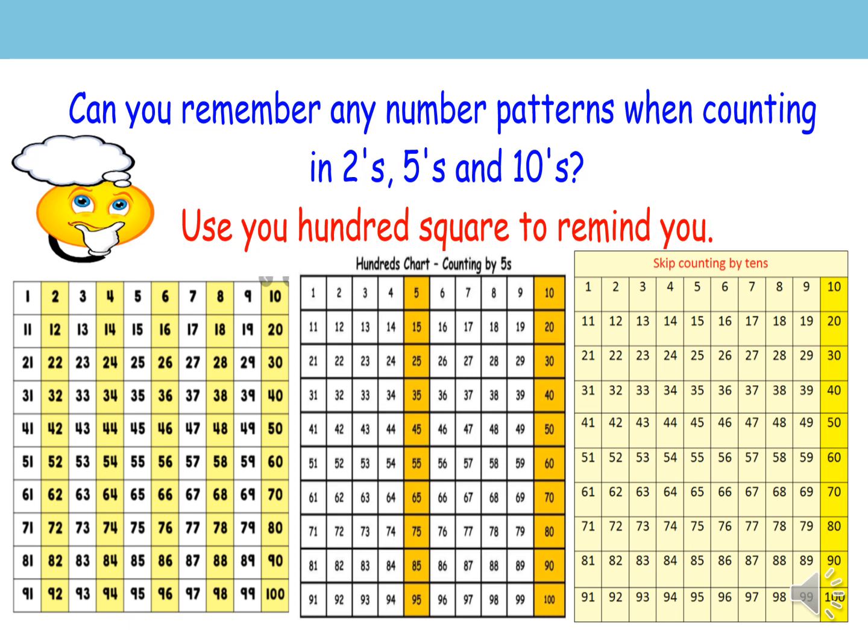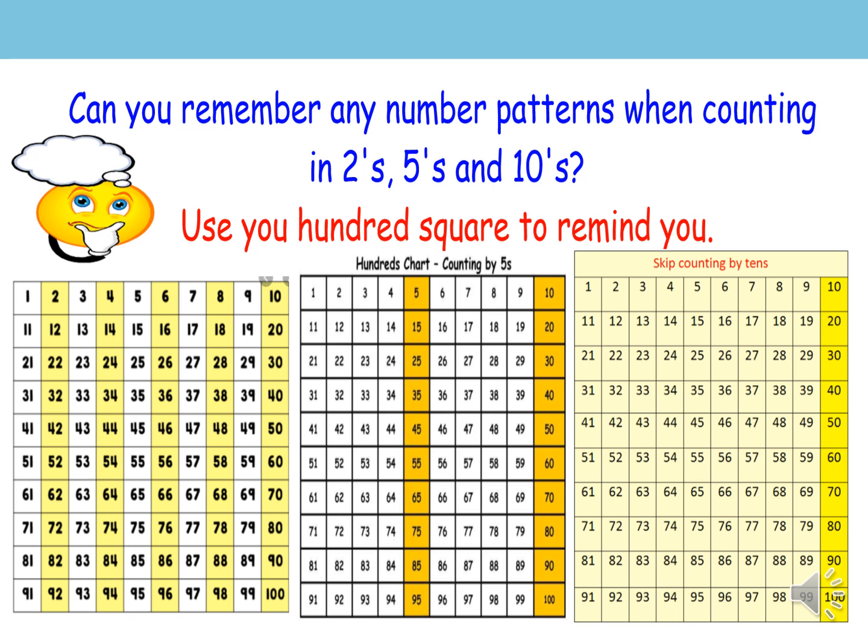Then yesterday we had a look at counting in fives and making equal groups of fives. And we remembered that when we count in fives, we count and skip every 5 numbers, and those numbers end in a 5 or a 0. They only ever end in a 5 or a 0.